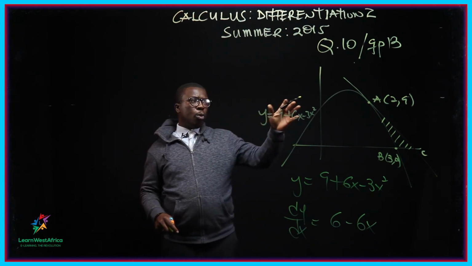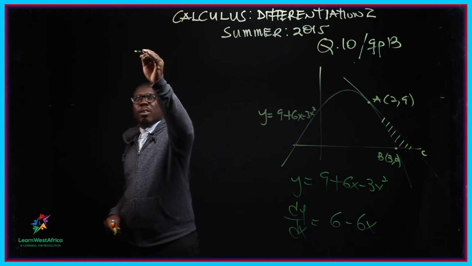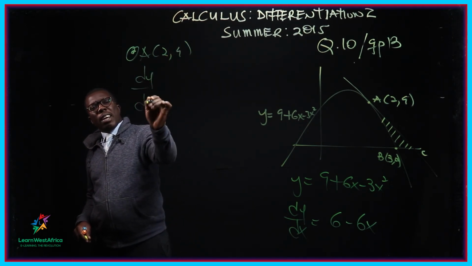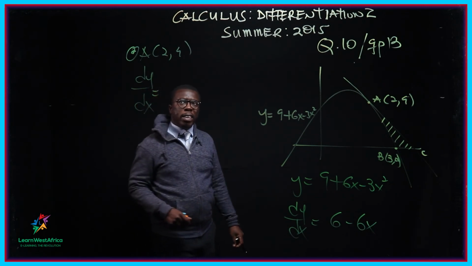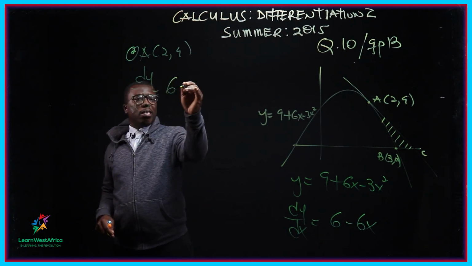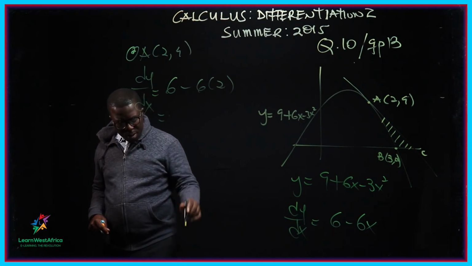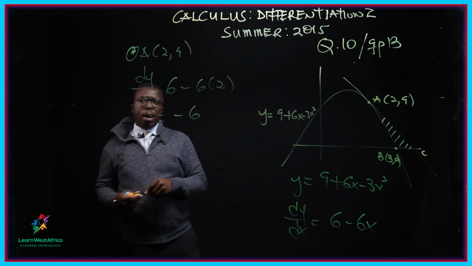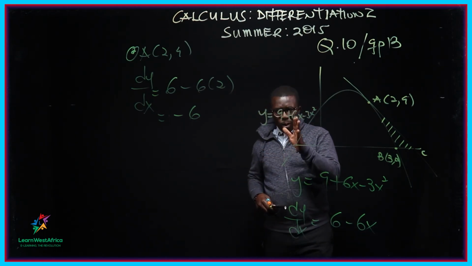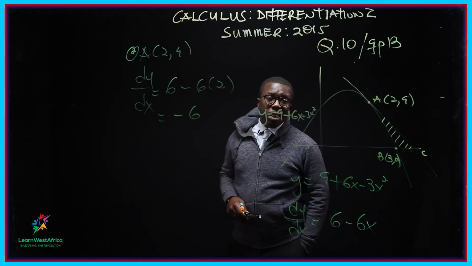We want to look at point A (2, 9), because that is where the tangent fits. So at A, what is the value of dy/dx? We just take the value of 2 and slot it in there. That gives us 6 minus 6 into bracket 2, which resolves to minus 6. So the gradient of the curve at point A is minus 6, and that is also the gradient of the tangent at point A (2, 9).